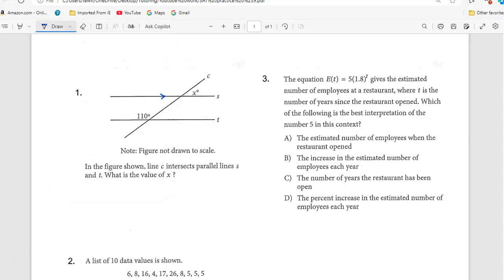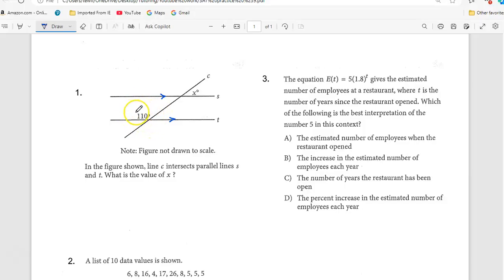line C intersects these two lines. So what we're looking for here in the figure shown, we said line C intersects these two parallel lines. What is the value of X, angle X? Alright, so angle X is an acute angle, and this one is the only angle given, which is 110.